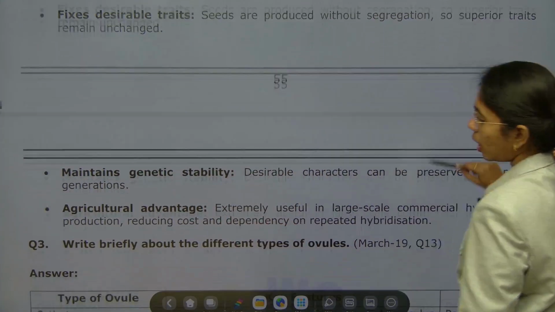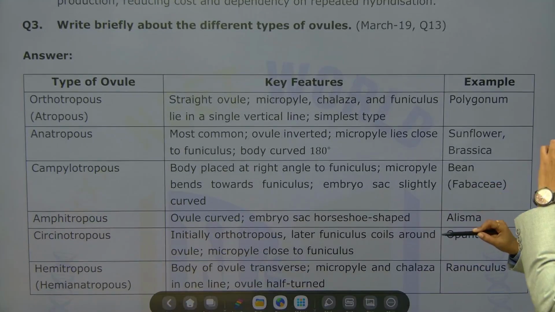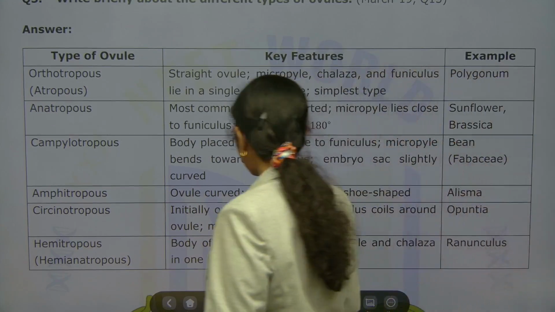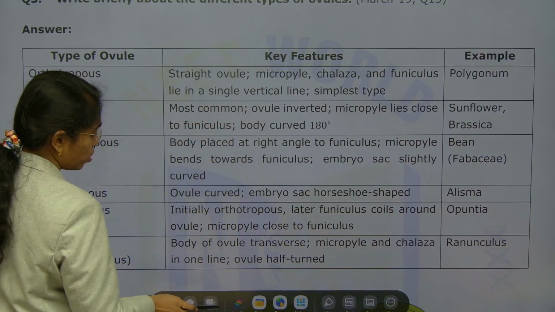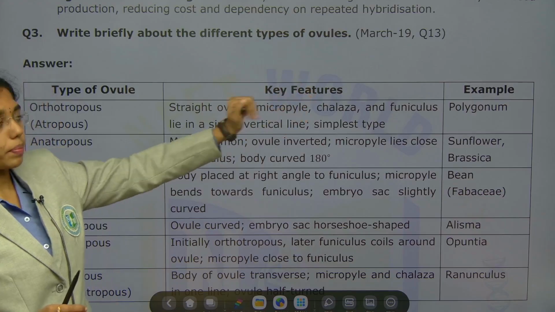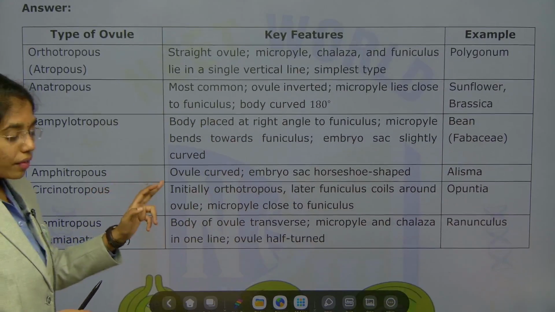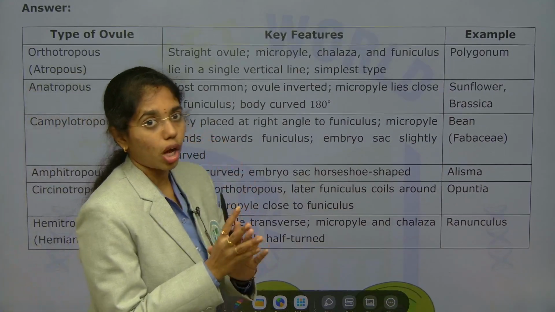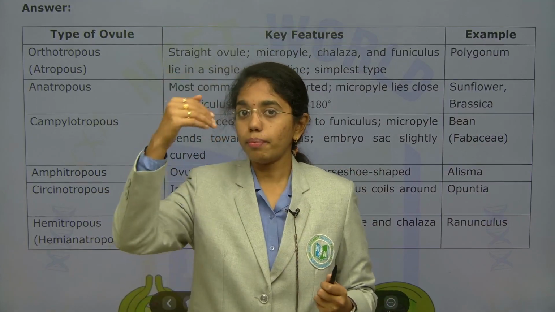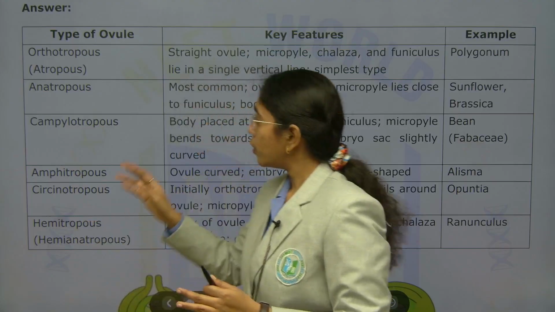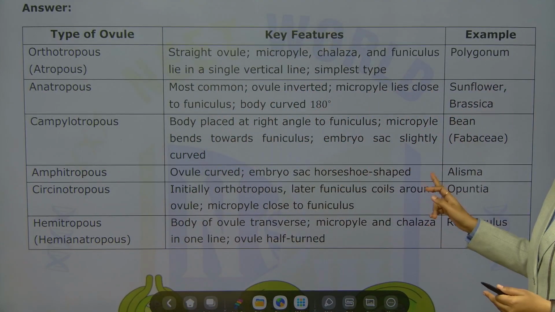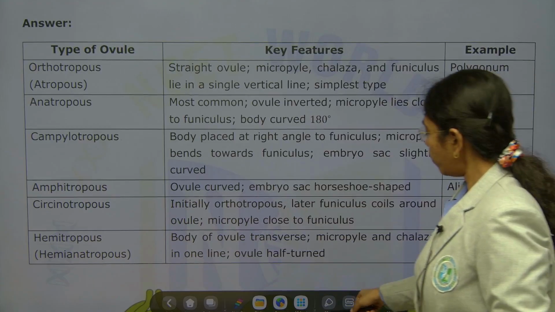Next, write briefly about different types of ovules. Here you see we have 6 types of ovules. I will recommend, since quite a few times the question has appeared, like in March 2019, first draw the diagrams of all the 6 types of ovules, and then explain. Rather than explaining ovule by ovule, give a tabulated form with examples. That will be more advisable. So, here you see types of ovules.